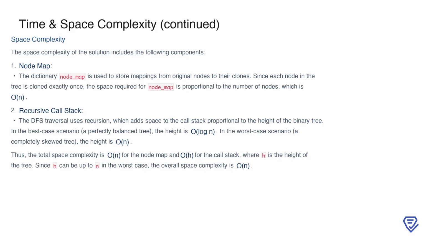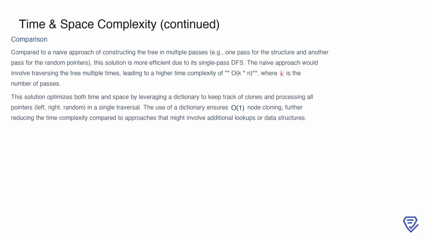of O(n). This solution is more efficient compared to a naive approach that might construct the tree in multiple passes. For example, a naive method could involve one traversal to clone the structure and additional passes to handle random pointers, resulting in a time complexity of O(k*n), where k is the number of passes. In contrast, our solution achieves efficiency by processing all pointers, left, right, and random, within a single DFS traversal. The use of a dictionary ensures that cloning each node is done in constant time, or O(1), which further reduces time complexity compared to approaches that rely on additional lookups or structures.